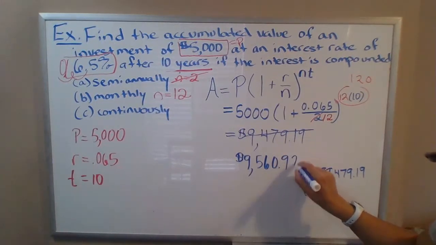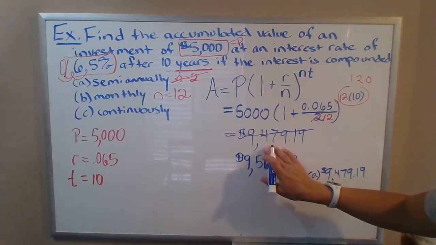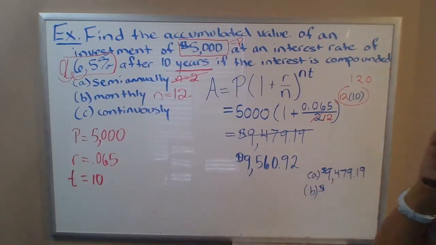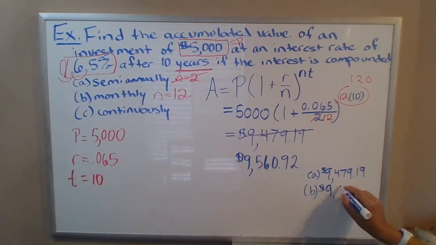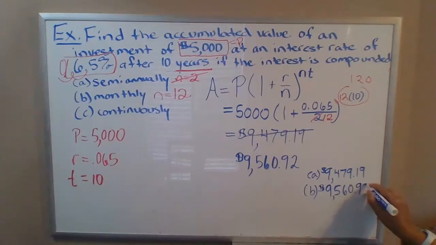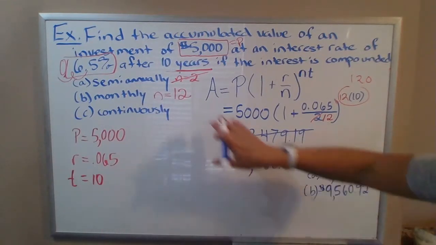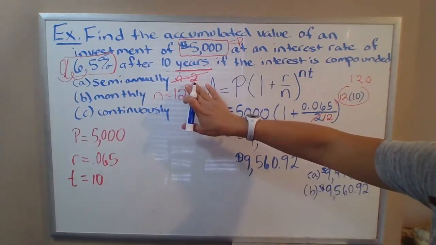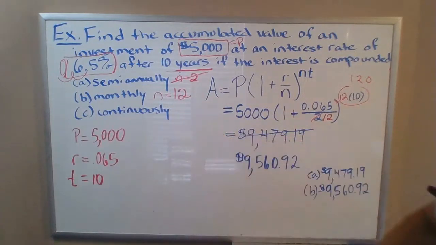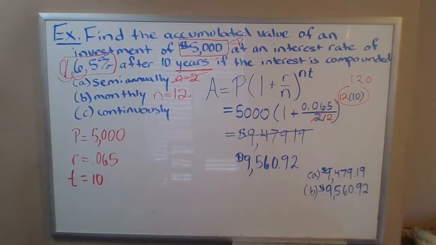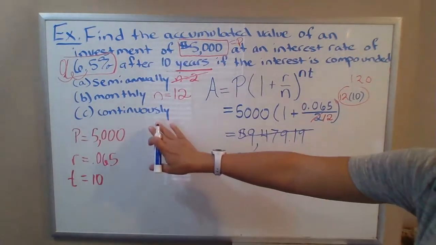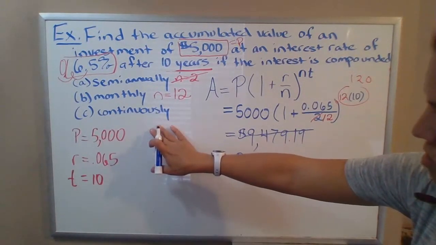$9,560.92. So this was about 480, now we're up to 560, so it's increased by about $80. I'm going to record the answer down here just to keep track. Okay, so when we went from compounding twice a year to compounding 12 times a year, the accumulated value after 10 years increased by about $80. Now what if it's compounded continuously?